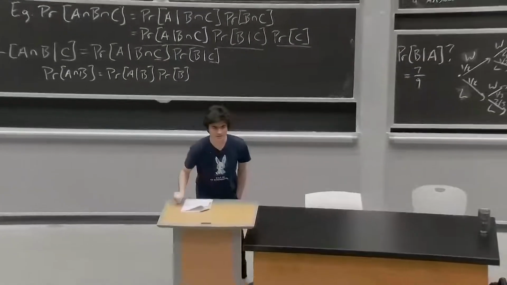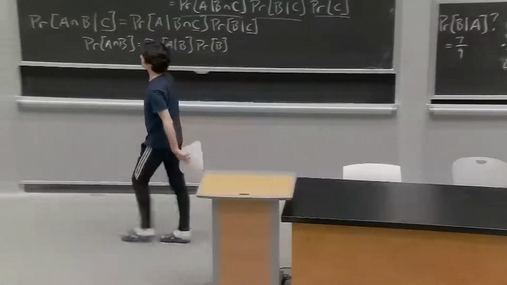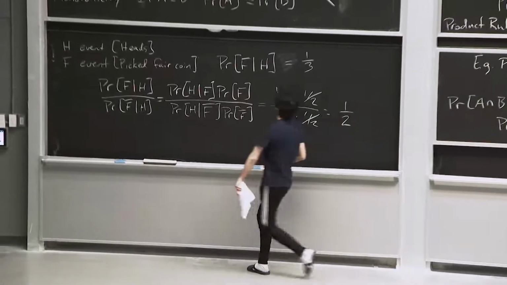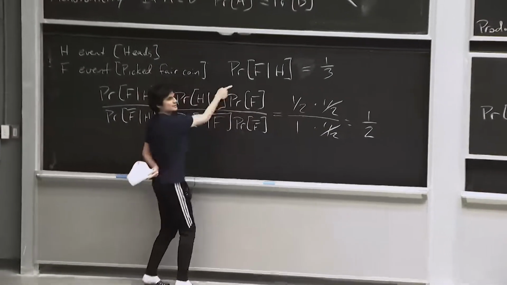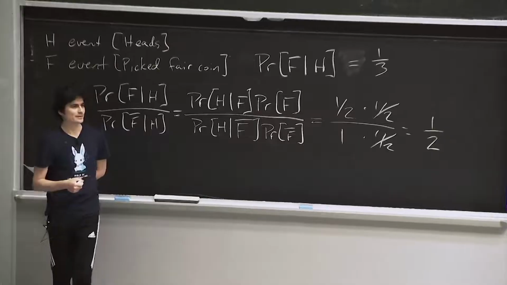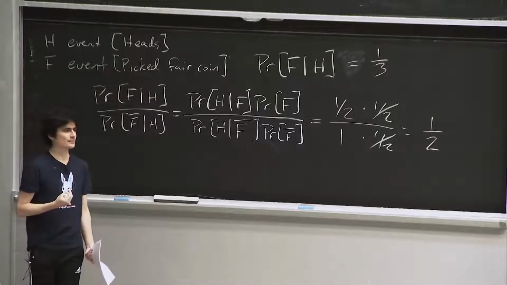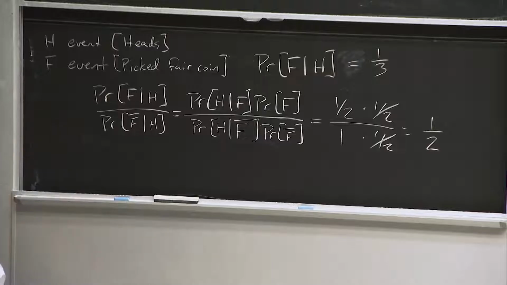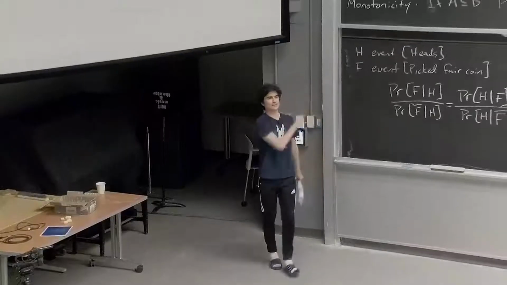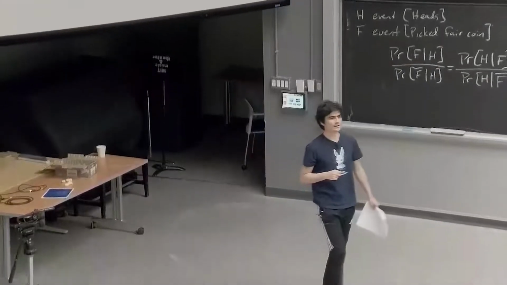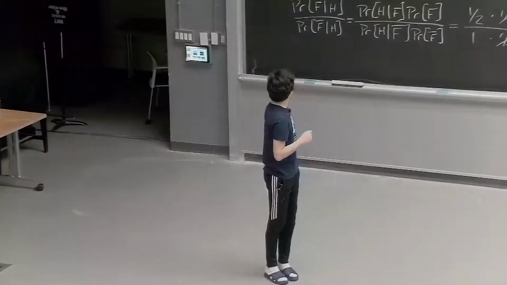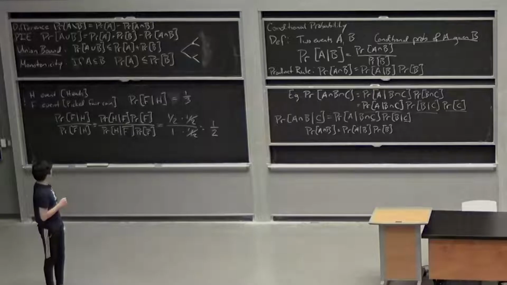Oh, question. How did we get a third? So the ratio of this to its complement is 1/2, right? They sum to 1, so they're 1/3 and 2/3. Okay. Yeah. The numerical values of H and F.